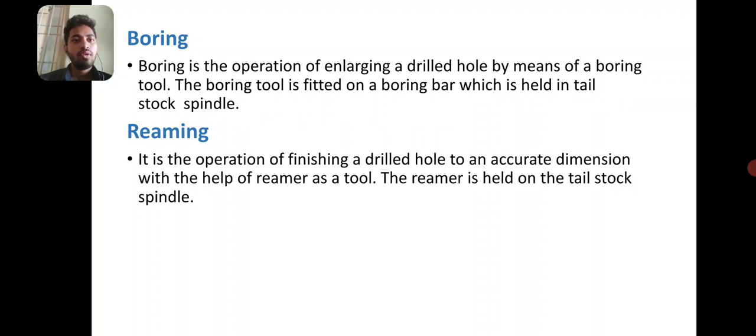Boring. Boring is the operation of enlarging a drilled hole by means of boring tool. The boring tool is fitted on a boring bar, which is held in tailstock spindle. Reaming. It is the operation of finishing a drilled hole to accurate dimension with the help of reamer as a tool. The reamer is held on the tailstock spindle.